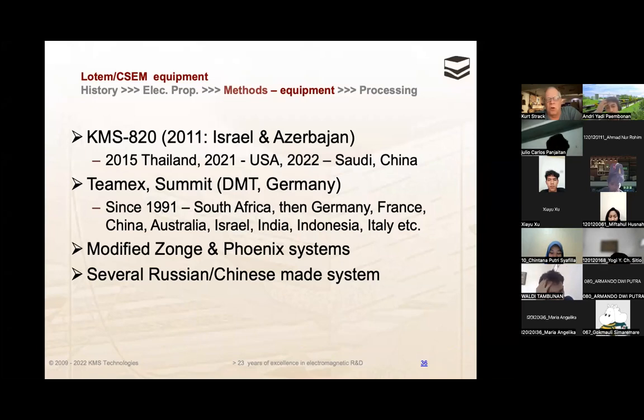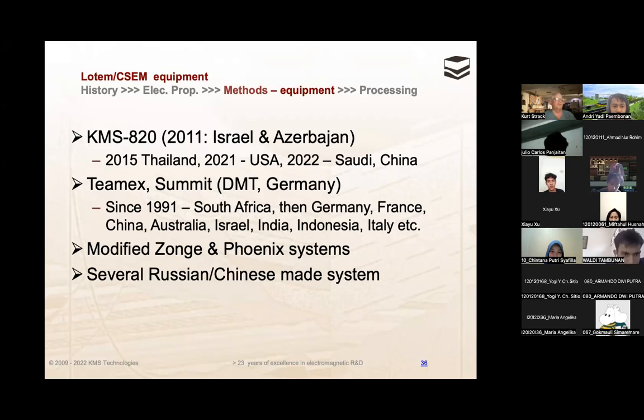Now, for great depths, mostly geothermal, the only commercial system available is ours, and it was used in 2015 in Thailand, 2021 in the USA, and 2022 in Saudi, and I guess it's now being used in China as well next month. And in the 1990s, there was a seismic system modified, the TMAX or Summit, which was used in South Africa, France, China, Australia, Israel, India, Indonesia, and Italy. Some results are available, not all of the measurements.